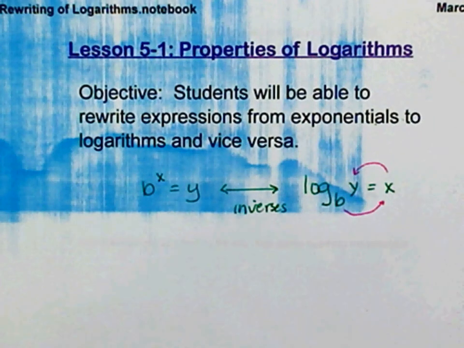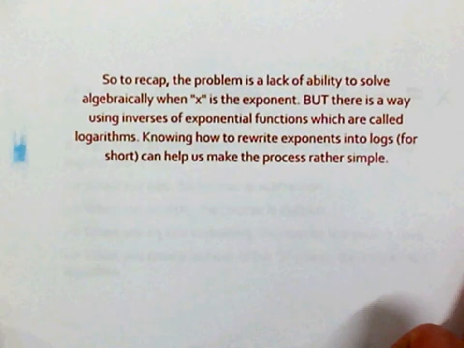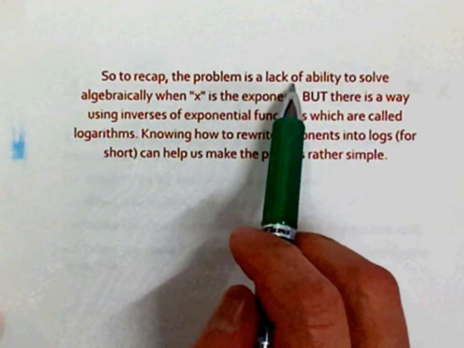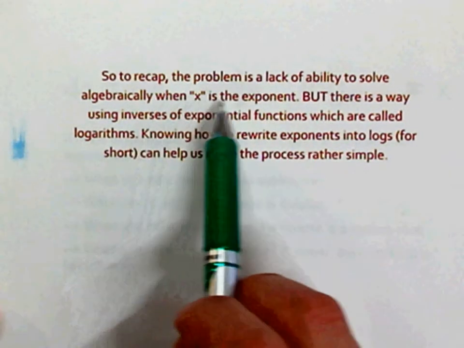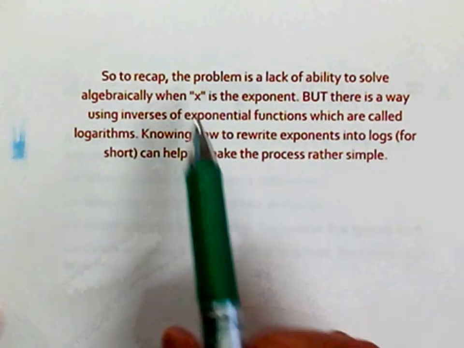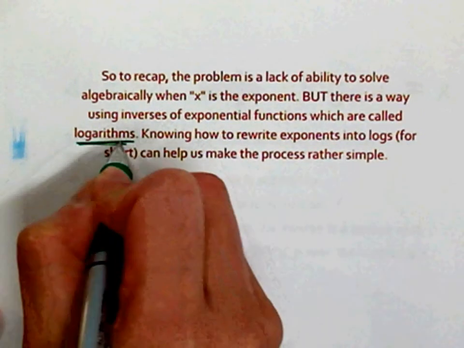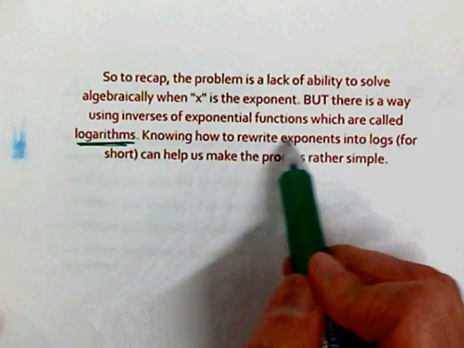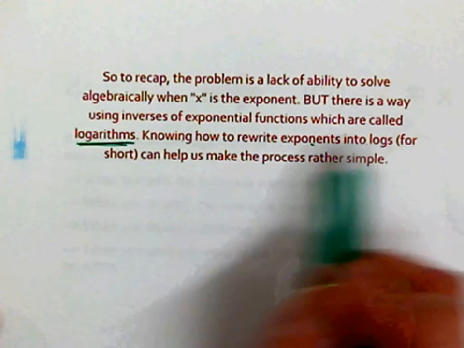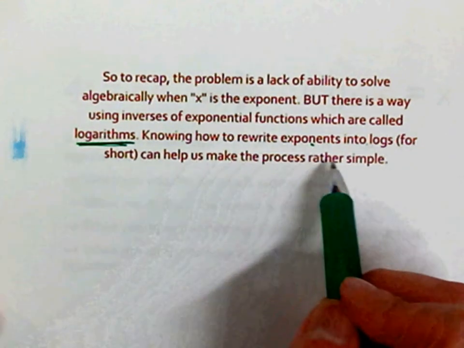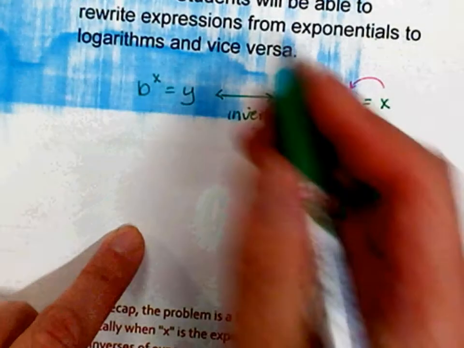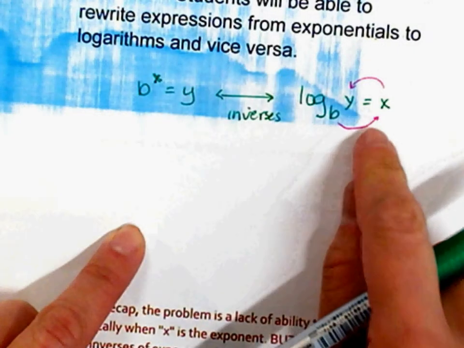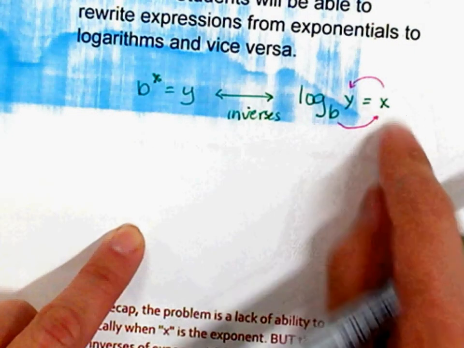Okay? All right, so let's recap. The problem is a lack of ability to solve algebraically when x is the exponent, but there is a way, and that is called logarithms. Knowing how to rewrite exponents into logs can help us make the process rather simple. So if you're trying to solve for x, see how you can solve for x right here? Isolating the x.